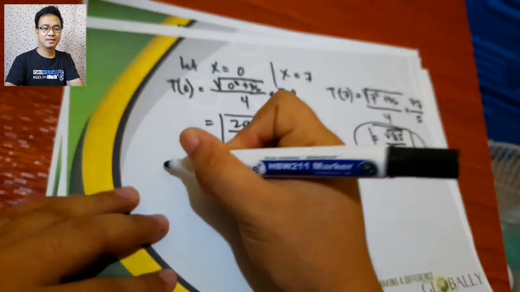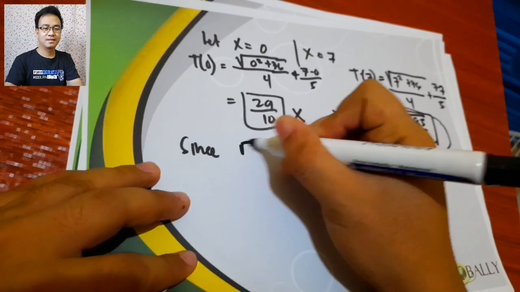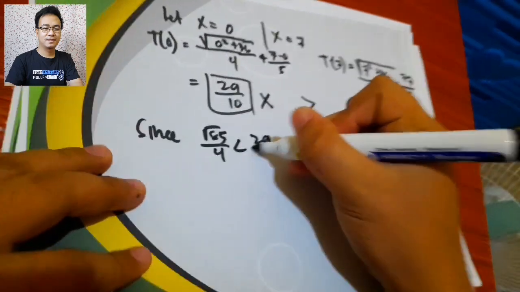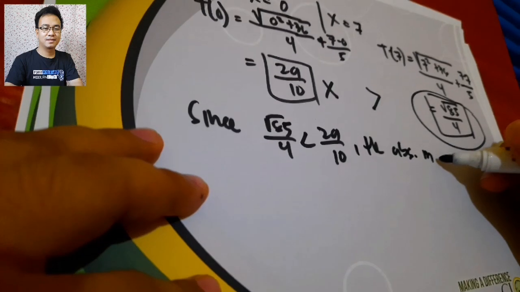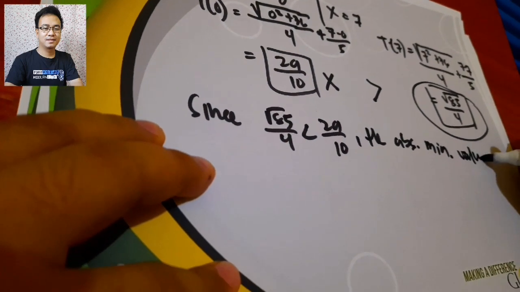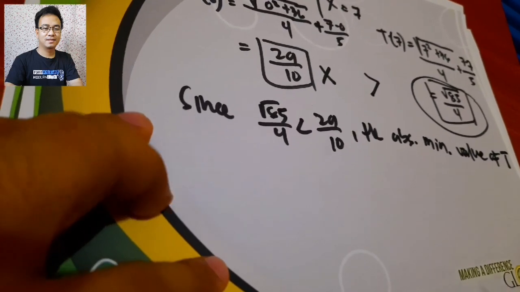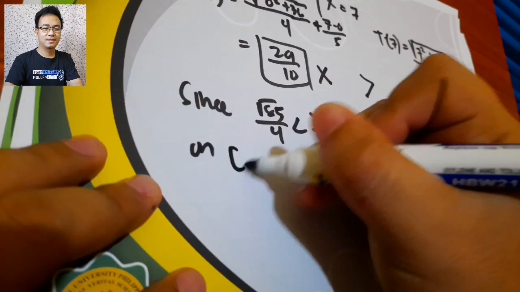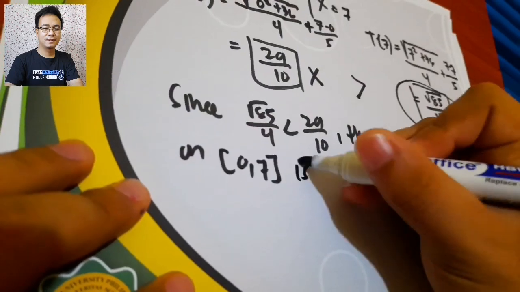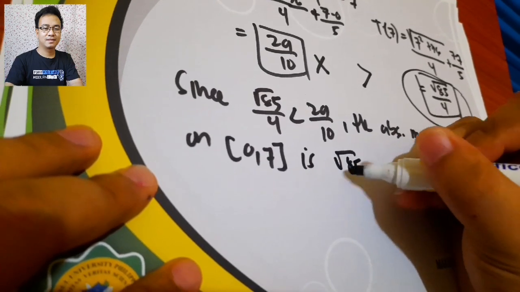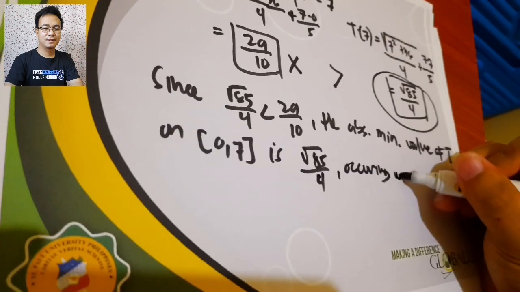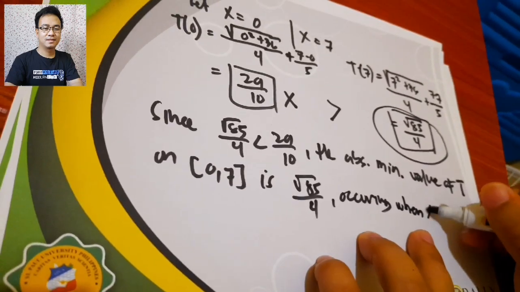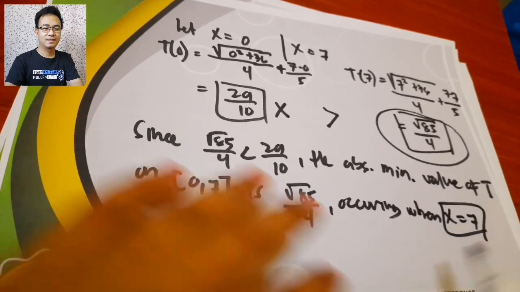So therefore, since square root of 85 over 4 is less than 29 over 10, the absolute minimum value of t on our closed interval 0, 7 is square root of 85 over 4, occurring when x equals 7. Our absolute minimum occurs when x equals 7, take note of that.